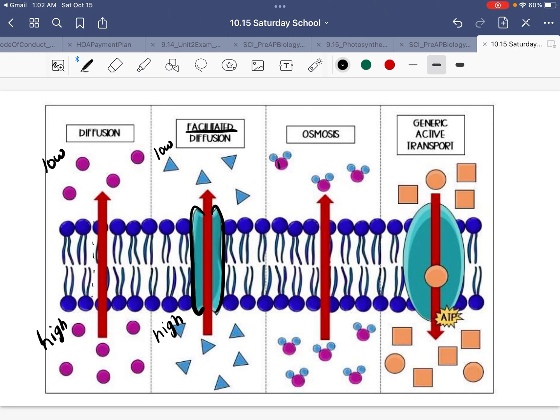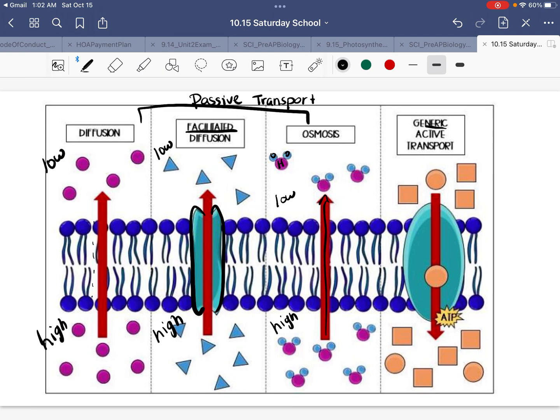Remember, osmosis, this is H2O, specifically the movement of water. So you go from high to low. Again, I know the particles look a little bit different, but basically there's more solute, and the particles you see there are water. So the water is moving. All of these three, diffusion, facilitated diffusion, and osmosis, are called passive transport. Remember, passive transport does not require any energy.